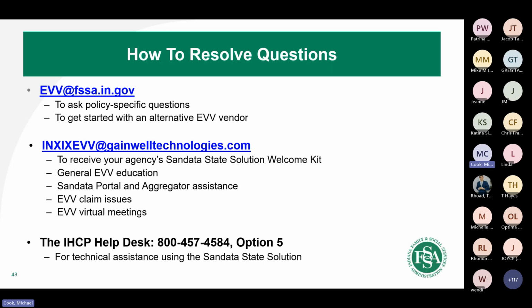If you're looking to get technical assistance using the SANdata state-sponsored solution, or as an alternative way of looking at claims issues related to EVV activity, you can call the IHCP help desk at 800-457-4584, option 5.